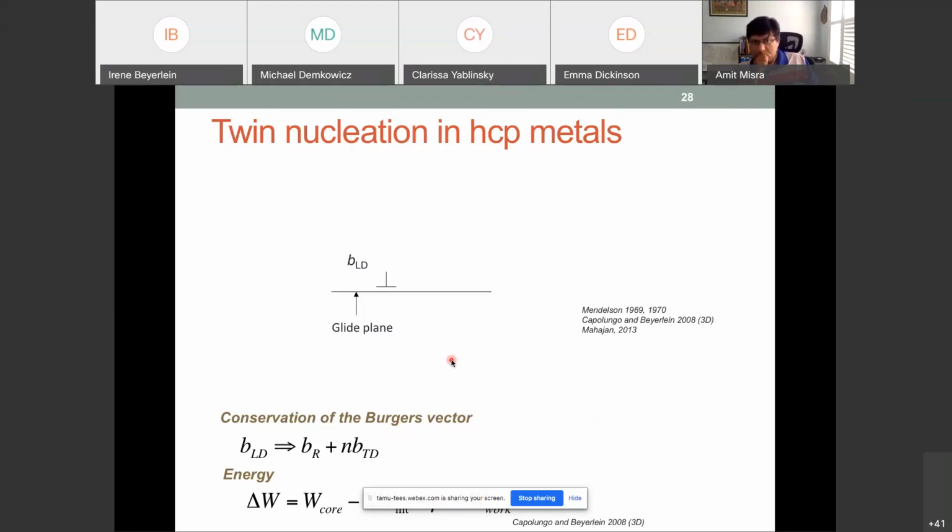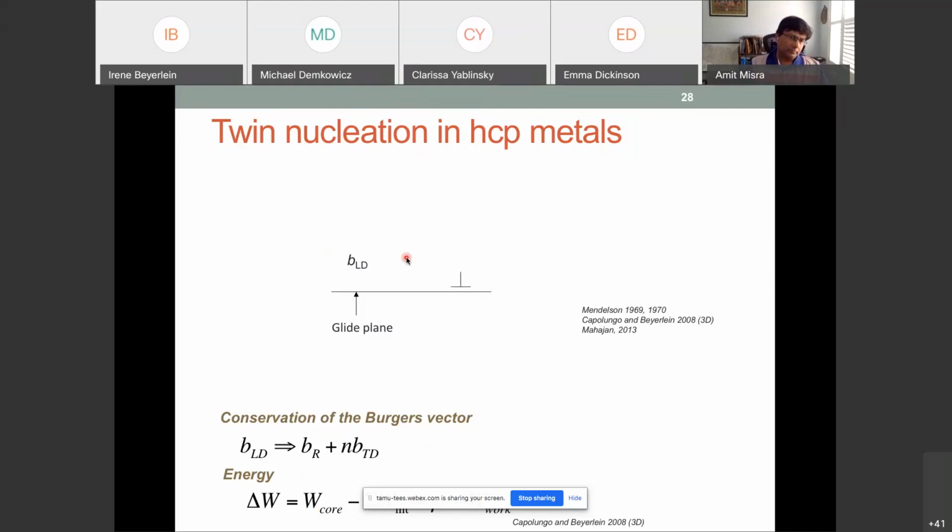If I were to review some earlier work in the late 60s on trying to understand twin nucleation, it was largely based on early work in FCC, where you have to obey two types of principles. One is conservation of Burgers vector, and another is energy. So the energy has to be favorable for breaking or forming twin partials. Here's how it works: you have lattice dislocations, you have a defect. So this is heterogeneous nucleation.